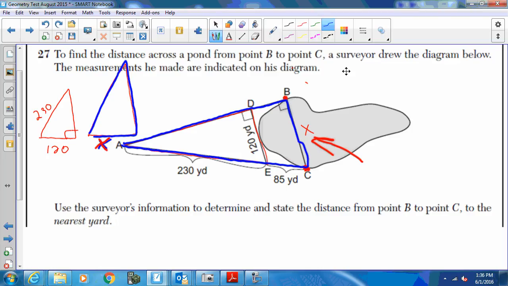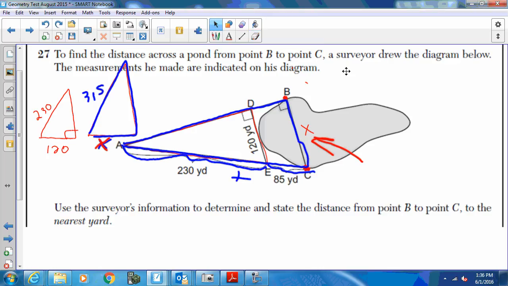We know the hypotenuse. Now the hypotenuse is the entire side, this plus this, so these two added together. So that entire side is actually 315, right? Because 230 plus 85 is 315. So this side is actually 315.